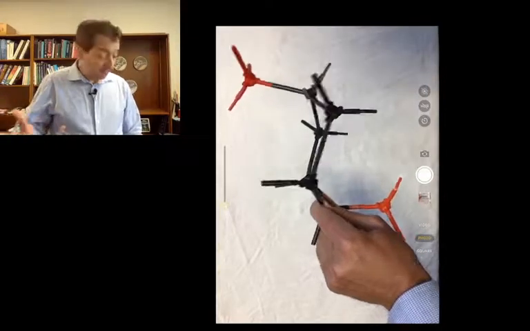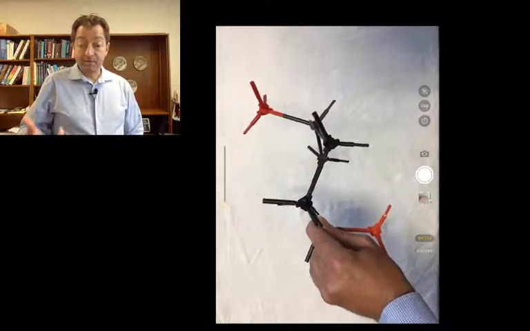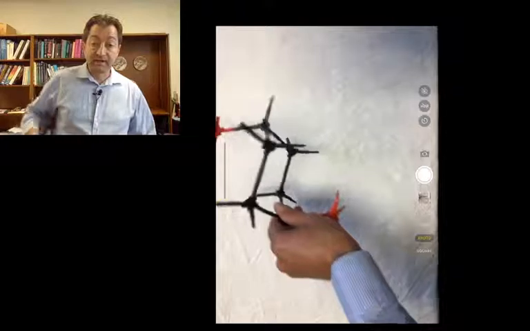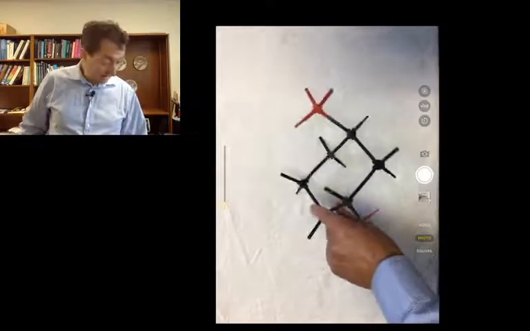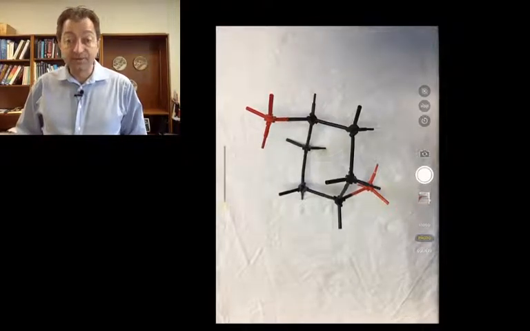So the shape of that is fine, and the orientation of those two chairs with respect to each other is interesting, but what we're really interested in as chemists is what is the energy difference between these two chairs. So let's take a look at that.